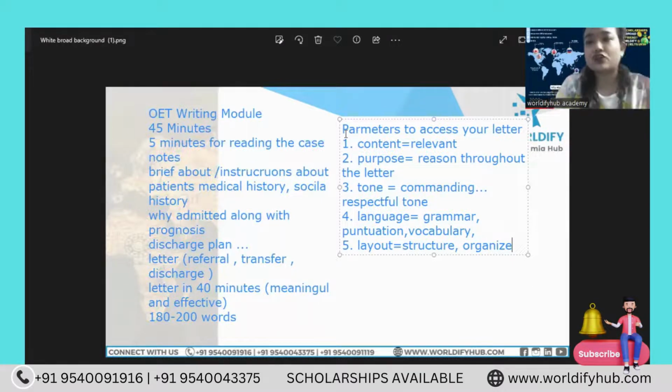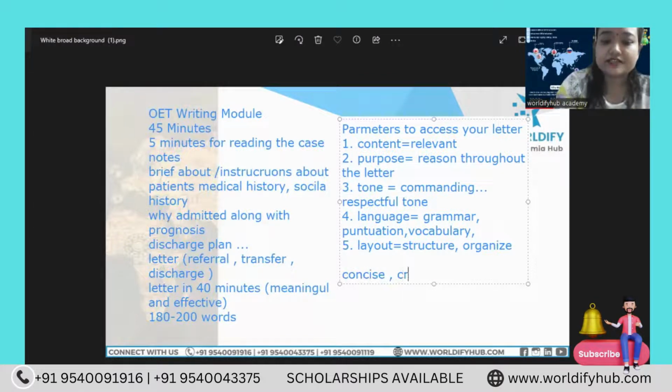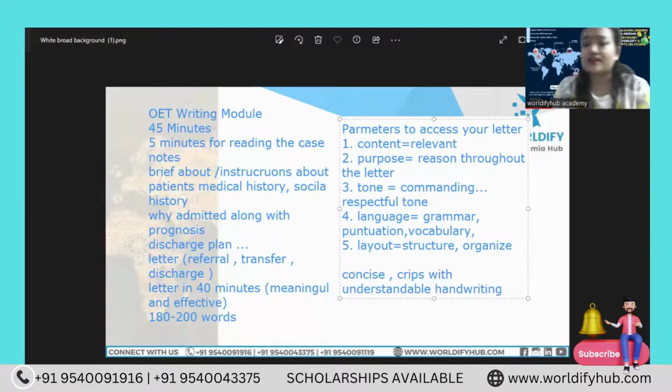In short, the letter should be concise, crisp, with understandable handwriting. Not a good handwriting, but understandable handwriting. At least examiners should understand what you are writing here. Otherwise, if he will not be able to understand, then how is he going to recognize some words? So this is to make you familiar with the OET writing module. This is kind of an overview for you. More information will be elaborated in the ebooks.